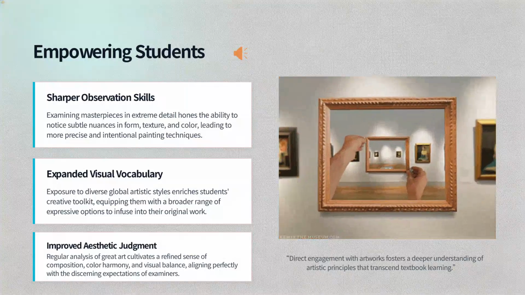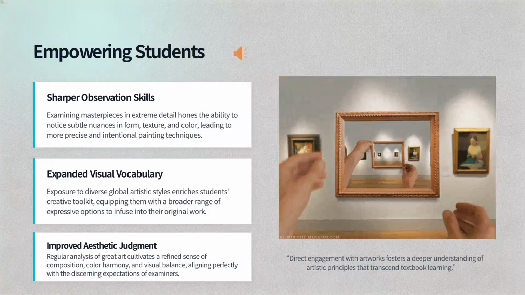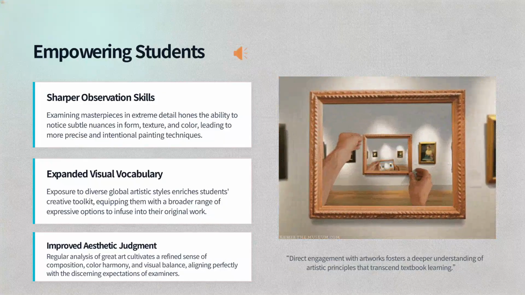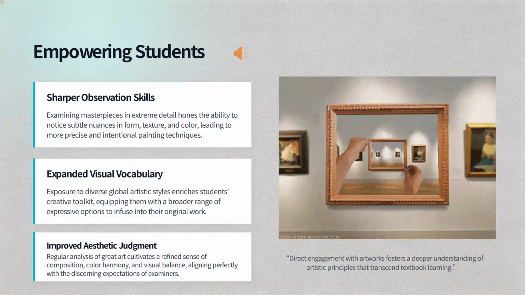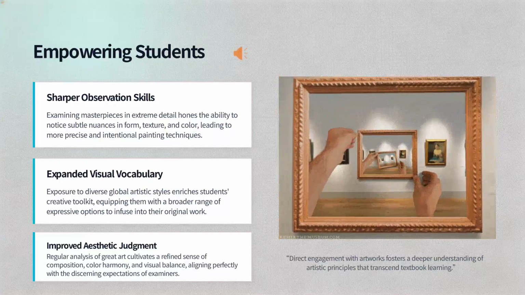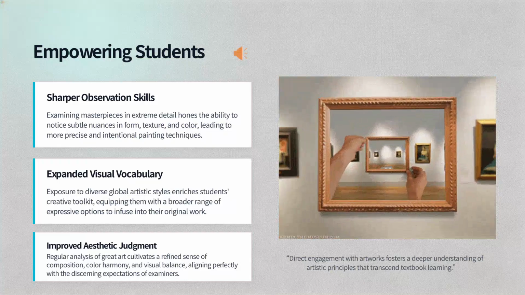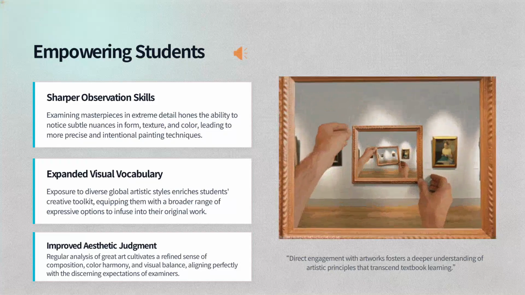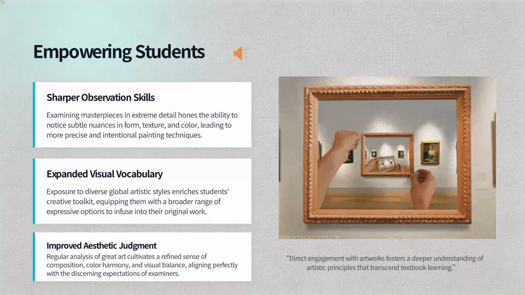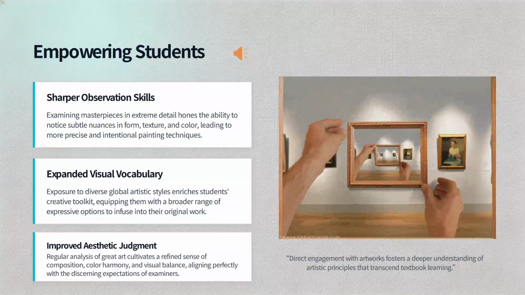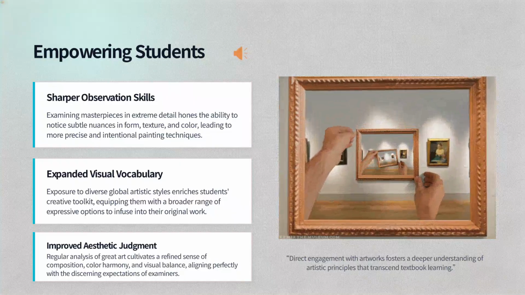First, by observing ultra-detailed masterworks, students develop sharper observation skills and achieve higher accuracy in painting. Second, exposure to diverse global art styles enriches their visual vocabulary, allowing for more diverse and creative artistic expression. Third, continuous analysis of classic artworks improves students' aesthetic judgment. Their understanding of composition and color harmony fully meets professional examination standards. These improvements are exactly the core goals of our art teaching.